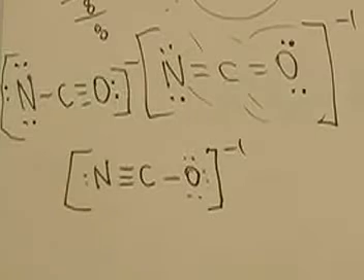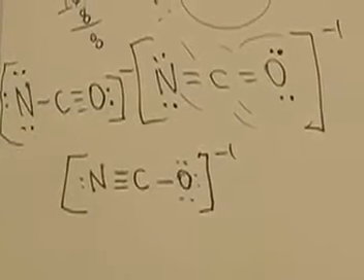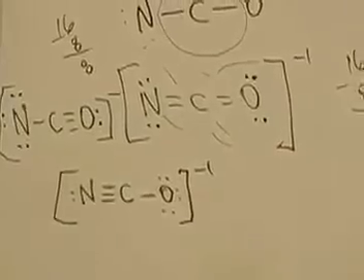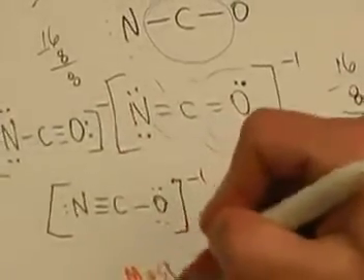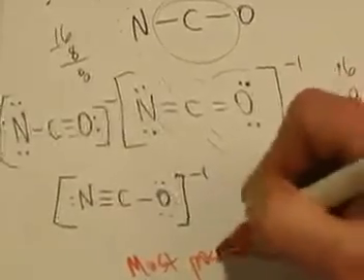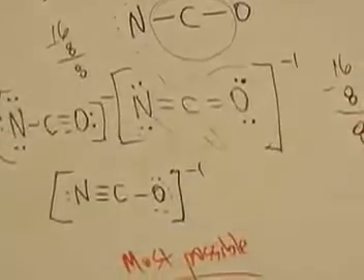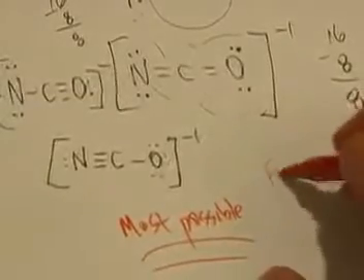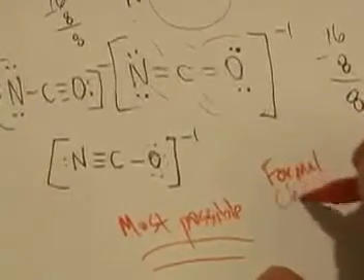Now, which one's right? 3 different possible ways to draw it. Are all of them right? Well, sort of, but sort of not. There is a way to determine which one is the most probable or possible, and perhaps the better of the 3 structures. And the way to do that is to assign what's called formal charge.